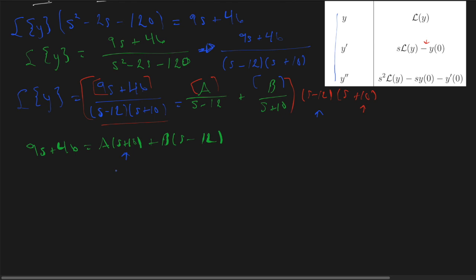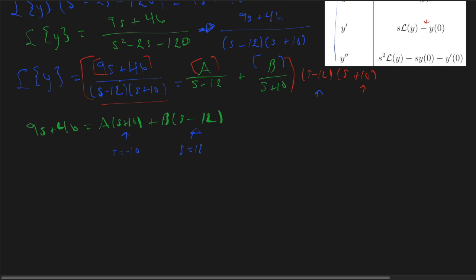So we see here, if we say s equals minus 10, we're going to get 0. And here we see if we say s equals 12, we will get 0. And then we can solve for the other term. So we're going to do that. Let's do this one first. So we're going to say s equals minus 10.